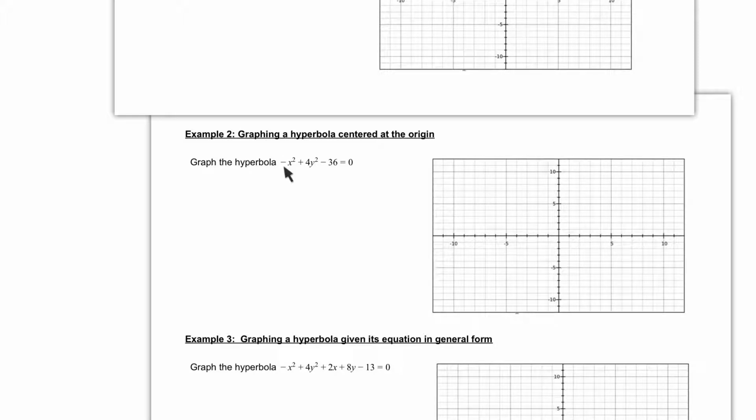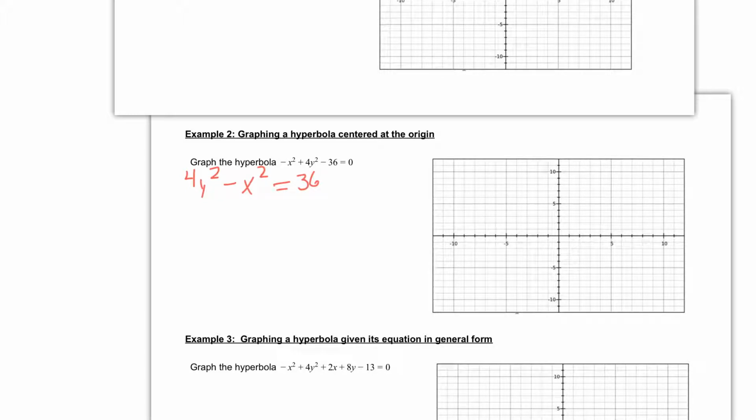So in order to get this situated the right way, I want to move my 36 over to the right, so I'm going to add that over there. And then I want my first coefficient to be positive, so I'm actually going to switch these two, the x squared and my y squared, around. So it's going to look like this. I'm going to get 4y squared minus x squared, and then adding that 36 over the other side is equal to 36.